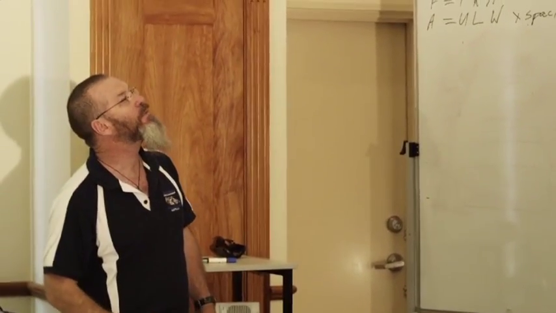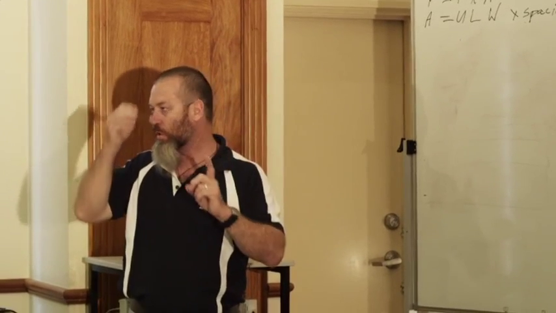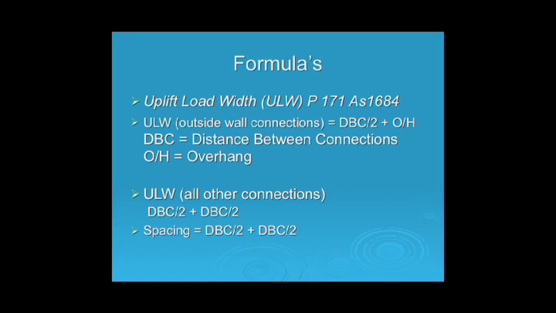Hopefully that's on the next slide. Now that's on the outside wall. So that's what I want you to write down. ULW, and then in brackets, outside wall connections, equals DBC divided by 2 plus the overhang. DBC being distance between connections.